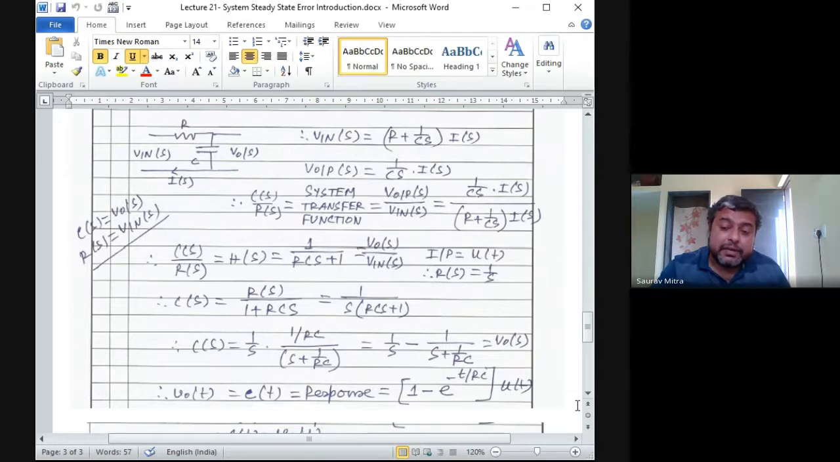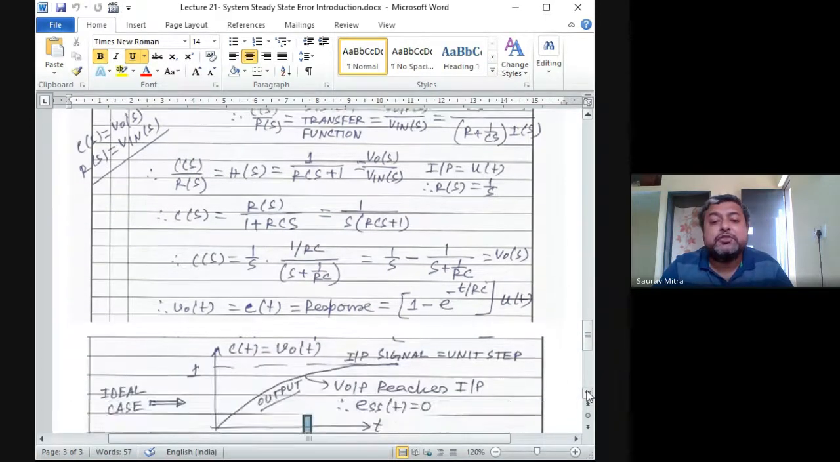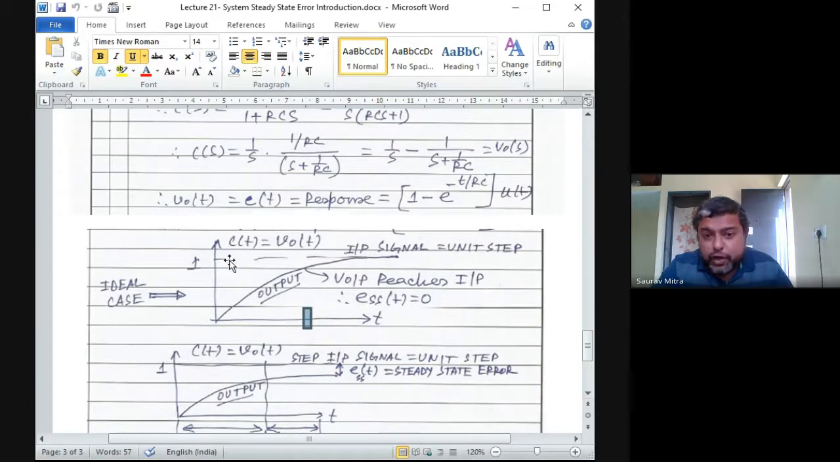So what will be the error? e_ss(t) is 1 minus (1 minus e raised to minus t by RC), because I know that error is nothing but input minus response. So what will be the error? Error is nothing but e raised to minus t by RC. Is it understandable? E raised to minus t by RC will be a falling curve.